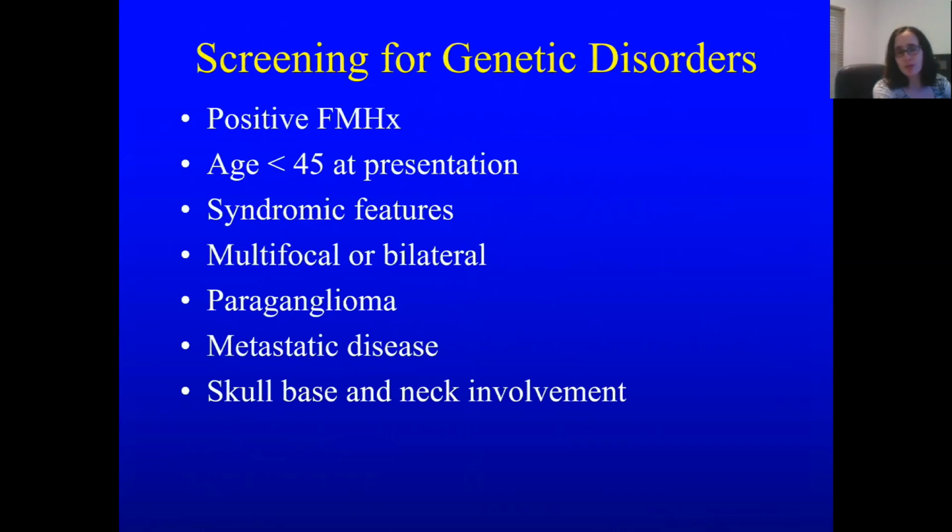So then the question is, do you screen? This guy has a unilateral Pheo, to screen or not to screen for genetic disorders. So when to screen for a genetic disorder causing Pheo: if they have a positive family history, if they're young, less than 45, syndromic features like something that might indicate neurofibromatosis, cafe au lait spots, other features of MEN1, hyperparathyroidism, for example. If you have multifocal or bilateral Pheos, anyone with a paraganglioma should be screened, if you have metastatic disease or skull base and neck involvement.